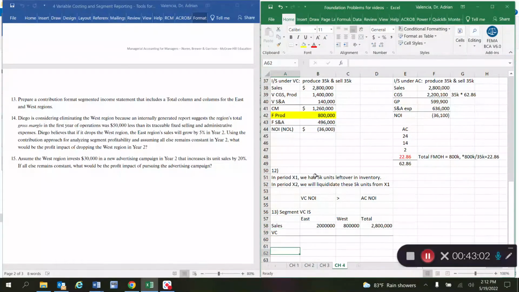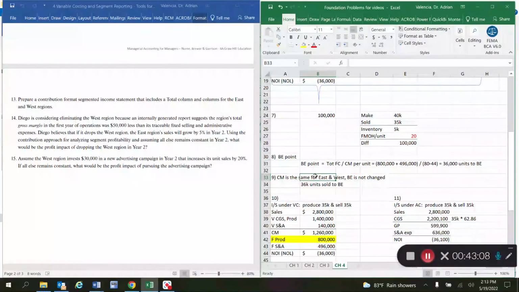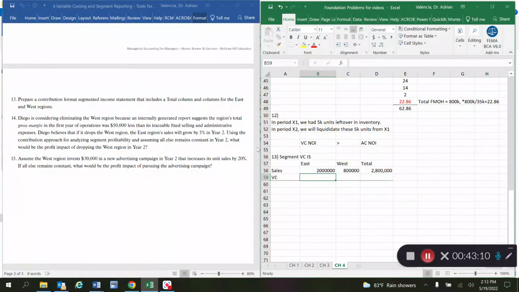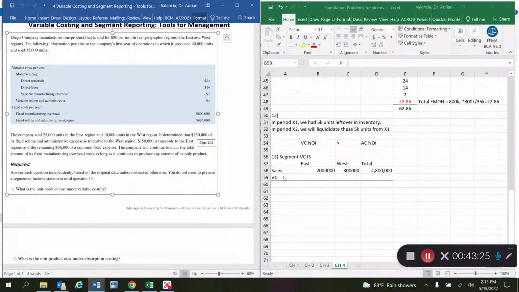Okay, good. And then for variable cost, that's going to be all variable costs. So let me just bulk it up as one. We had 24 plus 14 plus 2, which we said was 40. And then variable selling and administrative expenses, that's 4. So the total variable cost, both production and non-production, is $44.